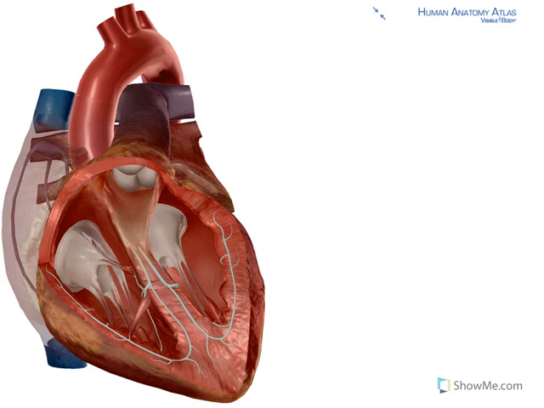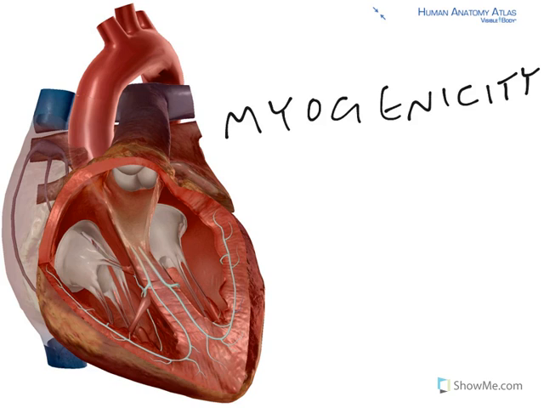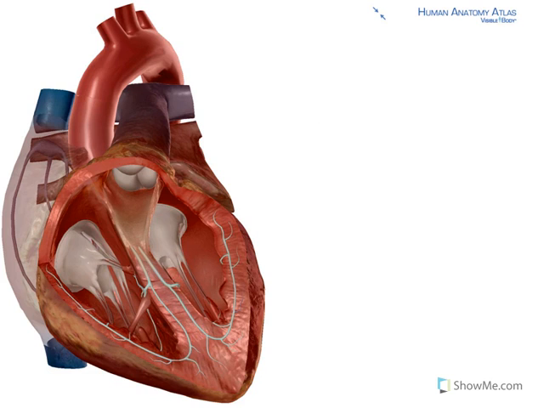So the heart muscle cells have a property called myogenicity, which means that they are able to beat at an inherent rhythm of about 40 beats per minute on their own without any external stimulus. But as you know, the heart rate is a lot higher than 40 beats per minute. So what this tells us is that there is actually a place in the heart where the intrinsic rate of the cardiac muscle cells is a lot higher.